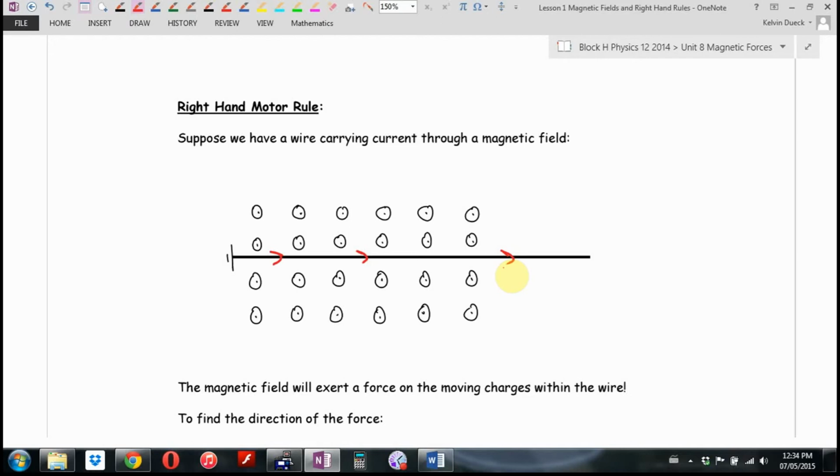Then, and we're going to get a little flexible here. Now, for this rule, when you point your thumb, this is wrong. You want your hand flat like you're high-fiving. Trust me. Okay? Extend your fingers like this. It has to be like this. Okay? Then, step 1, point your thumb in the direction of the current. Step 2, point your fingers in the direction of the magnetic field.